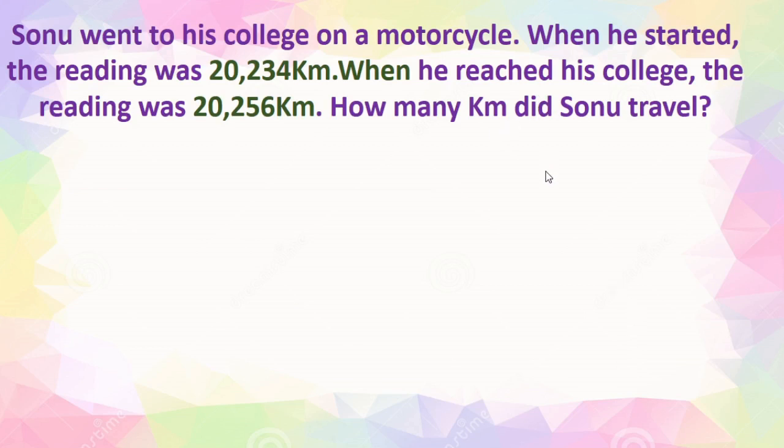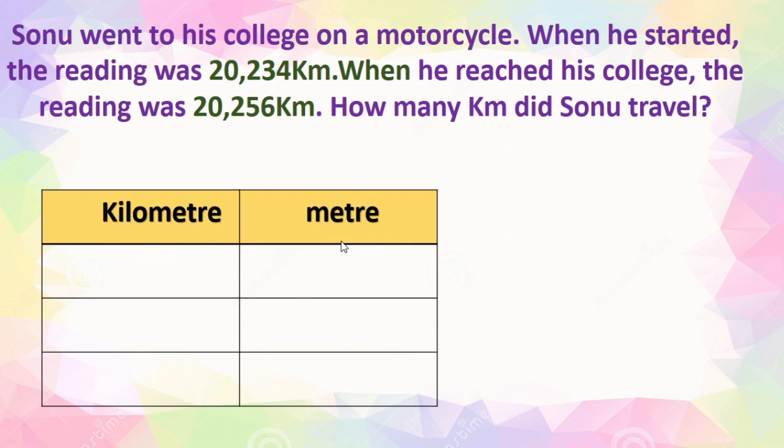Yes, children, here we will make a table. Two columns, kilometer and meter. We know that the sum is subtraction. Correct? We have to follow subtraction. So we will write first 20,000, that is 20 kilometer and 256 meter, minus 20 kilometer and 234 meters, that is earlier reading. When we minus this from this, we get the answer, that is nothing but the total kilometers that Sonu traveled, isn't it?